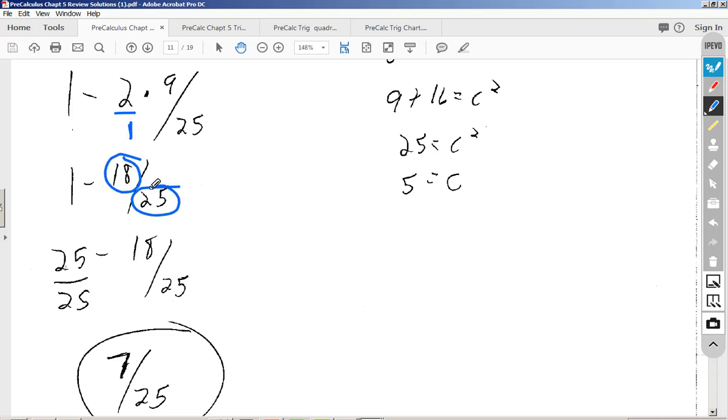Okay, now I got to get my common denominator. So I got 25 25ths minus 18 25ths. So 25 minus 18 is going to give me the 7. Keep the same denominator, which is 25. So the answer to that would be 7 25ths.